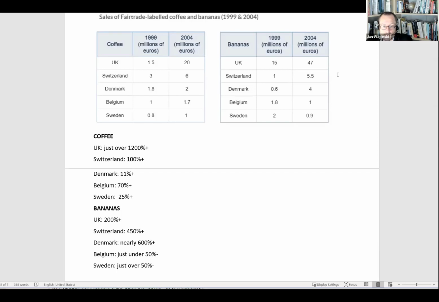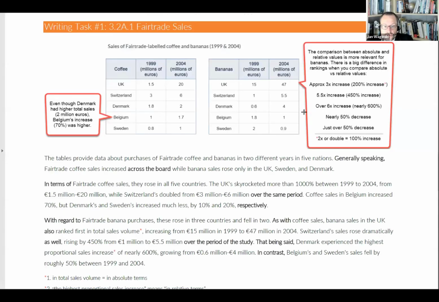Okay, now I got it. Like Switzerland, in relative terms. Yeah, and Denmark as well, right? 450, 600% growth over the period of the study. Okay. Let's have a look at a model response for this one.